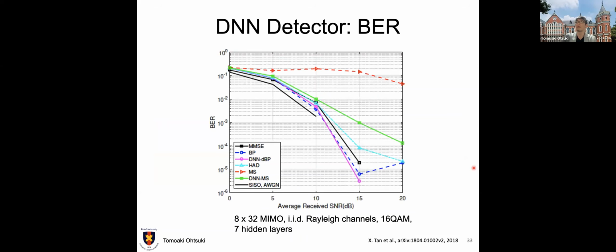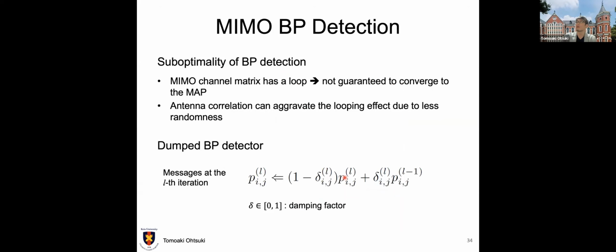Let's see the performance of this kind of technique. This represents BER performance versus average received SNR for an 8x32 MIMO case in IID Rayleigh channels. Other parameters you can also find in this paper, but let's see the performance. This one is the performance of the DNN-based one. For example, this one is MMSE and the others that they mentioned here. You can see this one achieves a very good performance. As I mentioned, the complexity is not so high. So then it's good. But we have to worry about something.